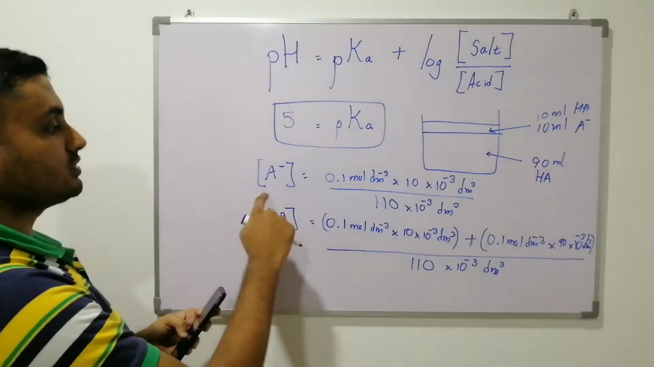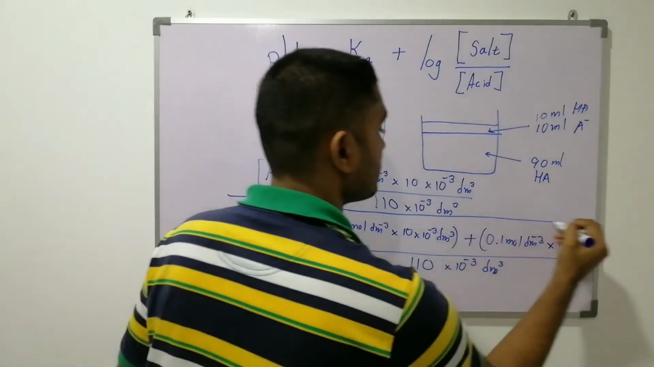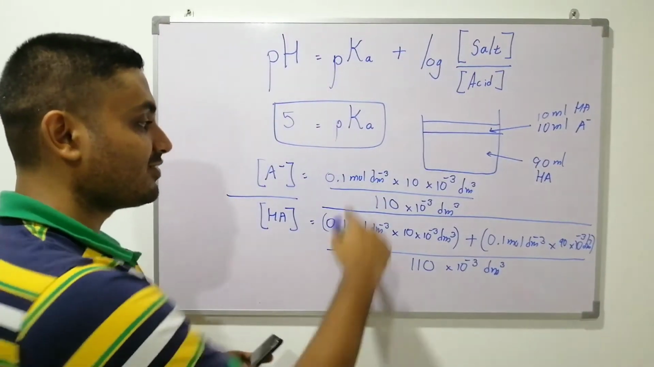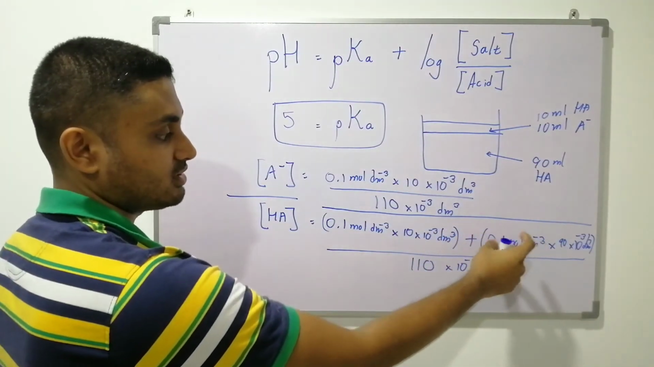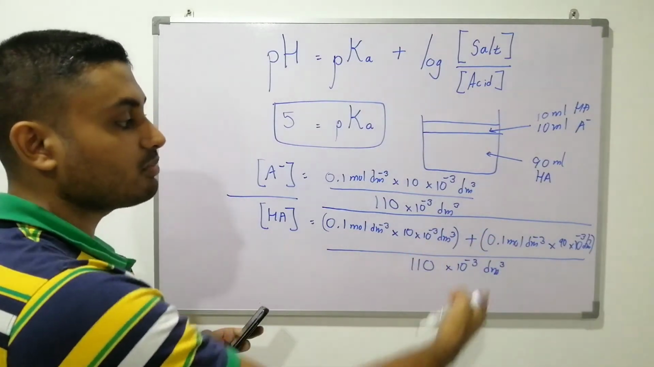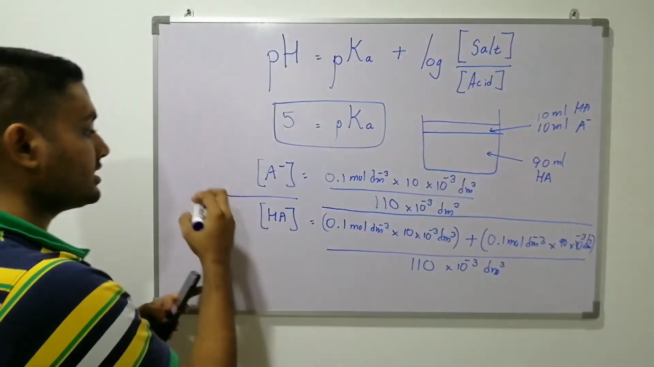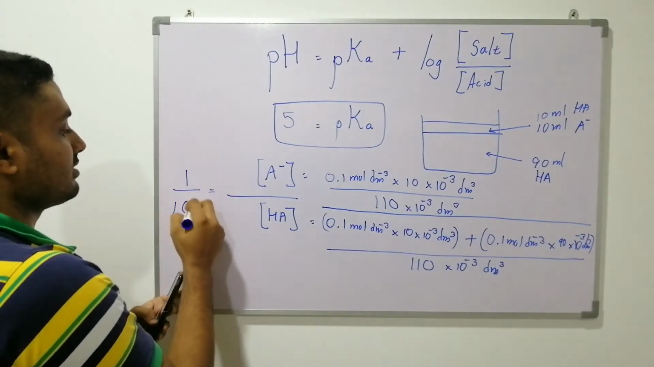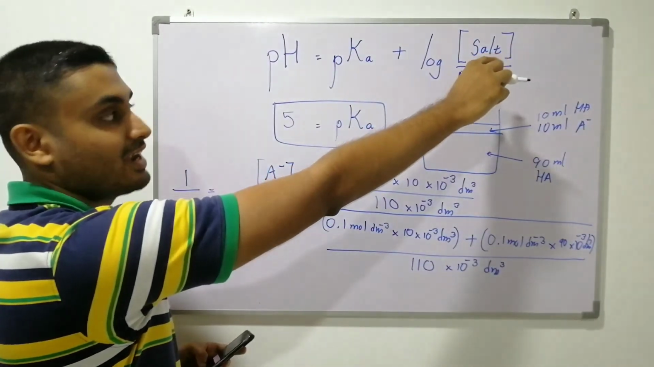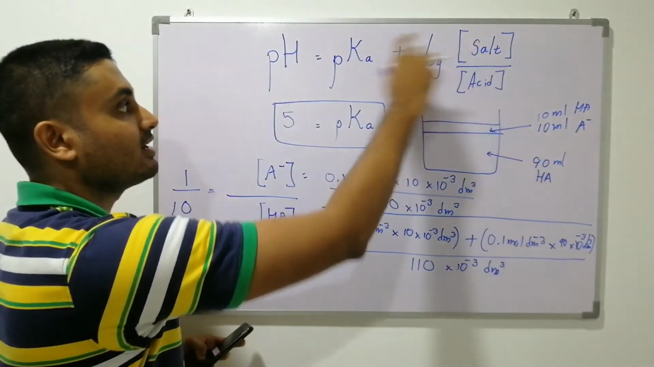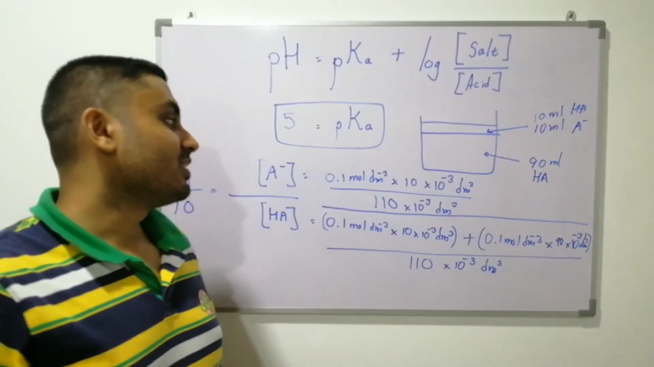Okay, now solve this. This is A minus, this is HA. So you have to divide this by this. Alright, so everything will be cancelled off. 110 will be cancelled off, and you can just add them up, and you will get 0.1 in something, and finally the ratio is 1 over 10. Right, so this 1 over 10 we plugged in there, and we get here minus 1, and here we have 5, 5 minus 1 is 4. That is how we got the answer.